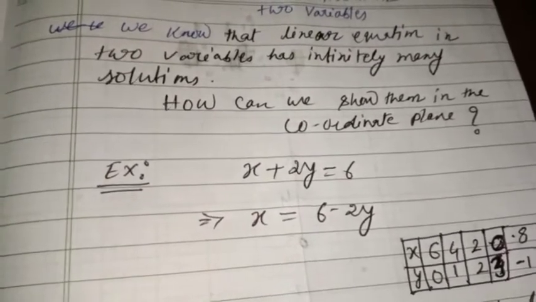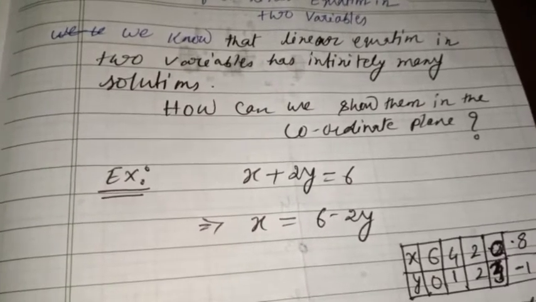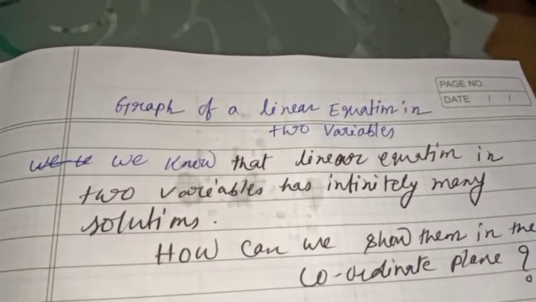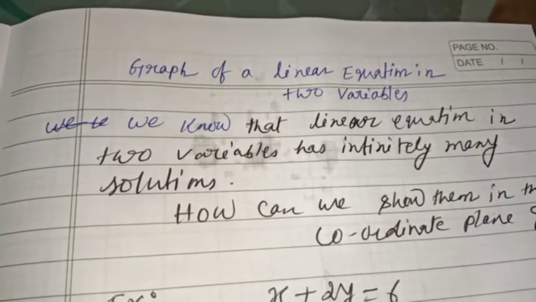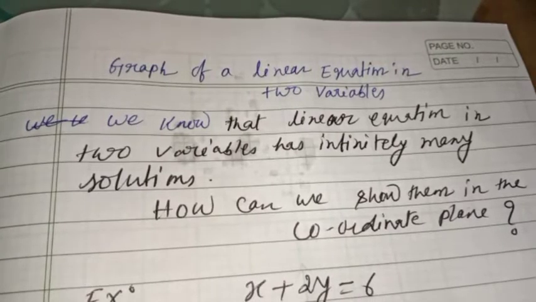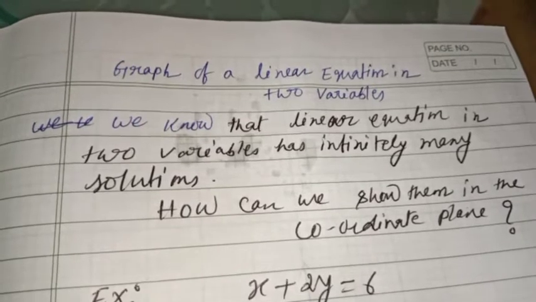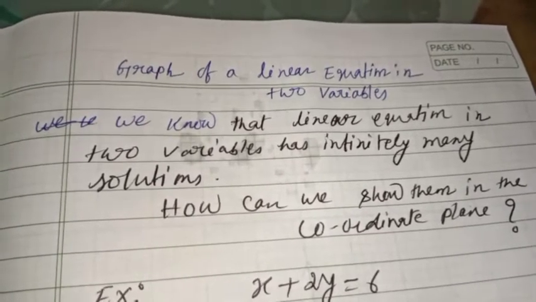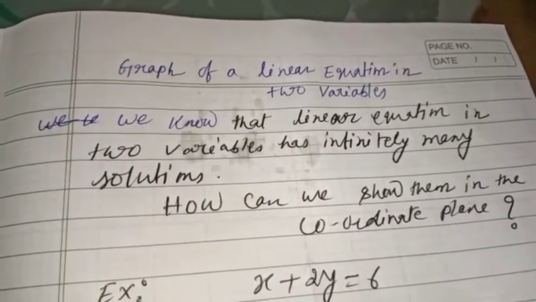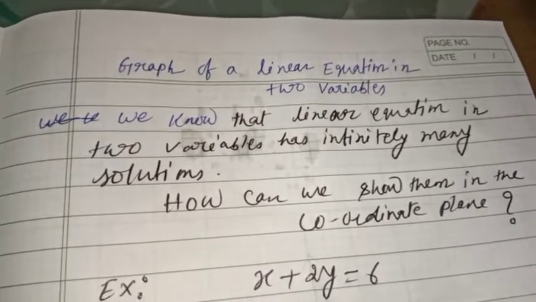Today we're going to learn a new concept, that is, the graph of a linear equation in two variables. I think you have a little knowledge about this. You got a little introduction in class 8, and all of you know about graphs because we have already completed Chapter 3, where you learned coordinate geometry. This graph is the same. The way you plot points in coordinate geometry, you have to plot them the same way here.